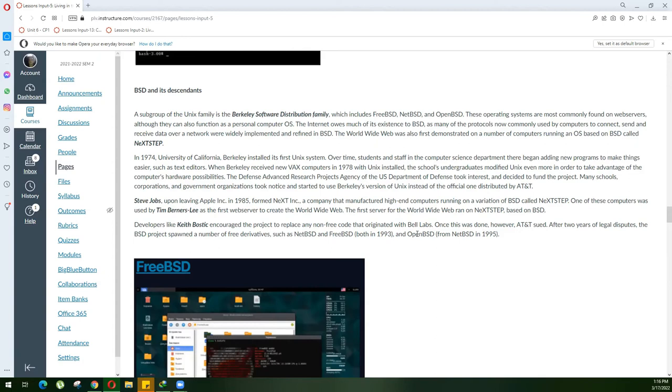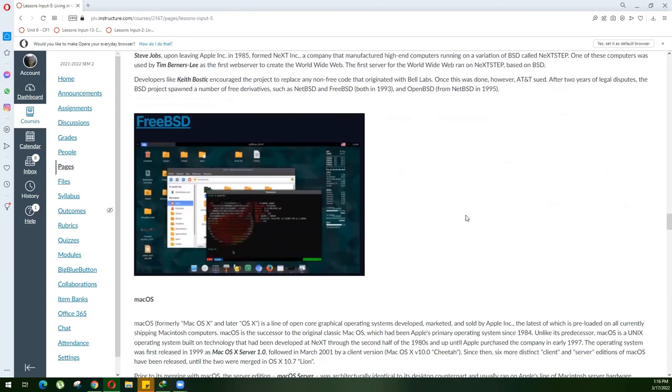The first server for the World Wide Web ran on NeXTSTEP based on BSD. Developers like Keith Bostic encouraged the project to replace any non-free source code that originated with Bell Labs. Once this was done, however, AT&T sued. After 2 years of legal dispute, the BSD project spawned a number of free derivatives such as NetBSD, FreeBSD, and OpenBSD. So this is a sample of a free BSD GUI.